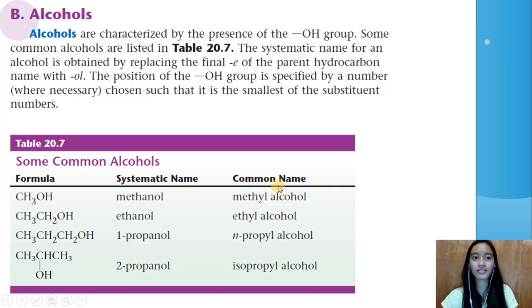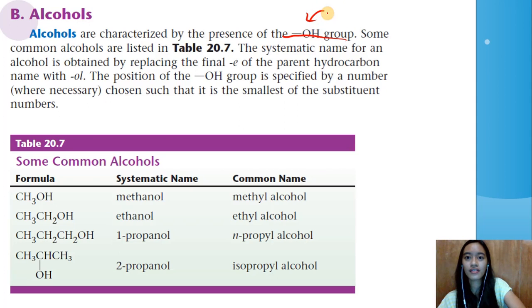So alcohols, let's read. The alcohols are characterized by the presence of an OH group. Before you explore the properties, you watch that video that I gave you in our Google Classroom. Let's continue. The alcohols are characterized by the presence of the OH group. The OH group is called hydroxyl.